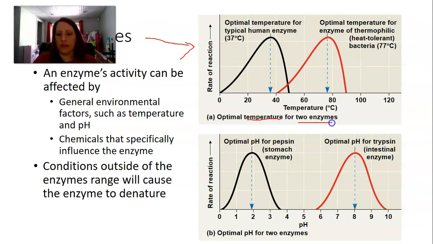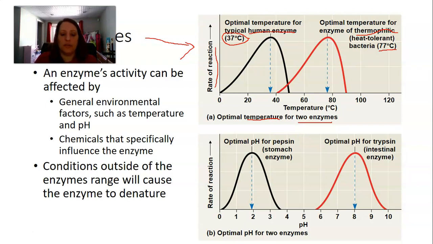We've got two different enzymes. One enzyme is a typical human enzyme that's going to operate best at human body temperature, which is roughly 37 degrees Celsius. The other enzyme comes from a thermophilic, or heat-loving, bacteria, which operates best at 77 degrees Celsius. That's pretty hot. And we're looking at the activity of these enzymes, so whatever reaction they catalyze, we're looking at the rate of the reaction. In black, we have our human enzyme, and in red, we have our thermophilic bacteria enzyme.